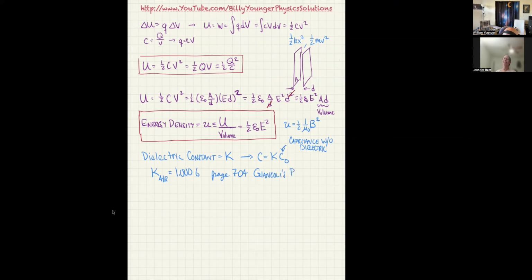Giancoli's Physics for Scientists and Engineers. They normally abbreviate it PSEG, and it's the fifth edition. So just in case anybody's wondering, that's what we're talking about.